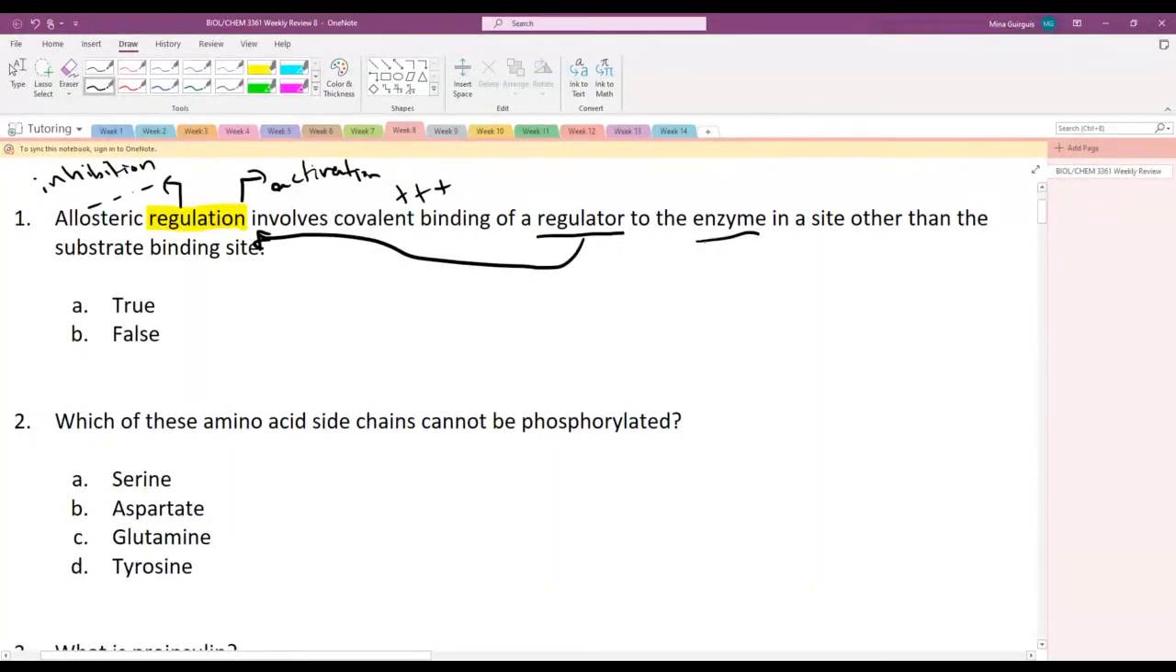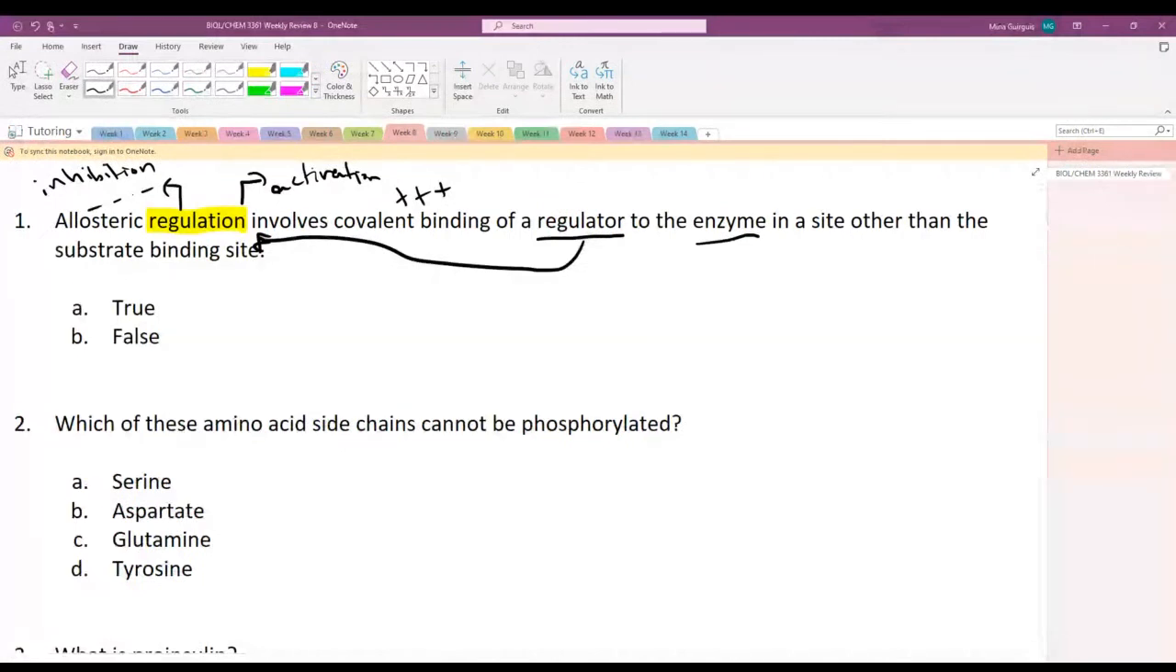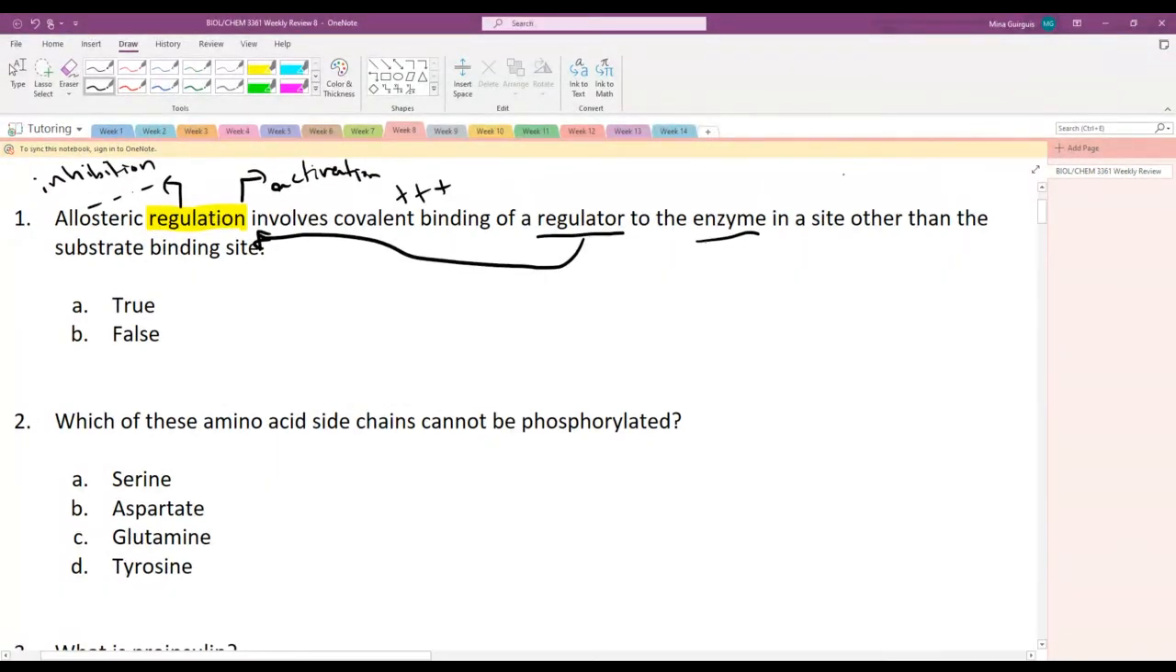Next is, it's happening through the enzyme. This is something that is also not super complex, but I have seen people mistake it. The regulator binds the enzyme, it doesn't bind the substrate. And finally, it's at a site other than the substrate binding site. So this part's all true, the part that I drew the arrow on, the site other than the substrate binding site.